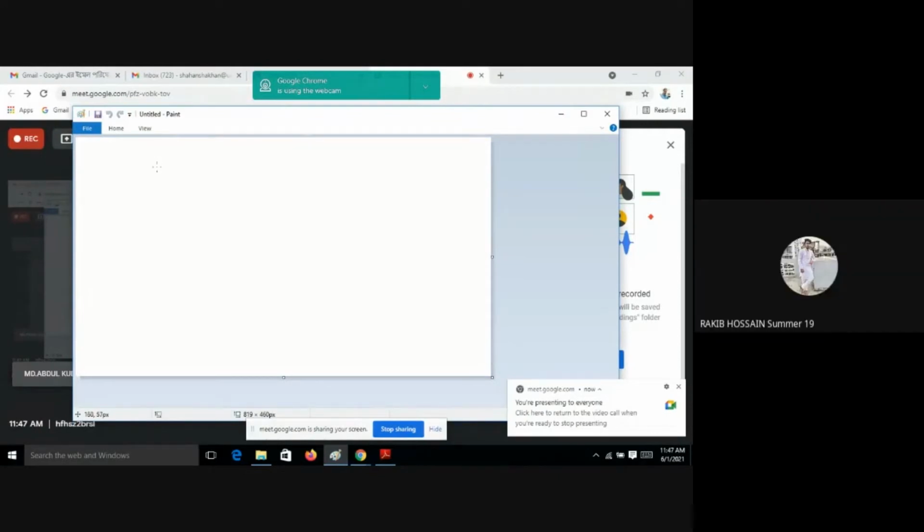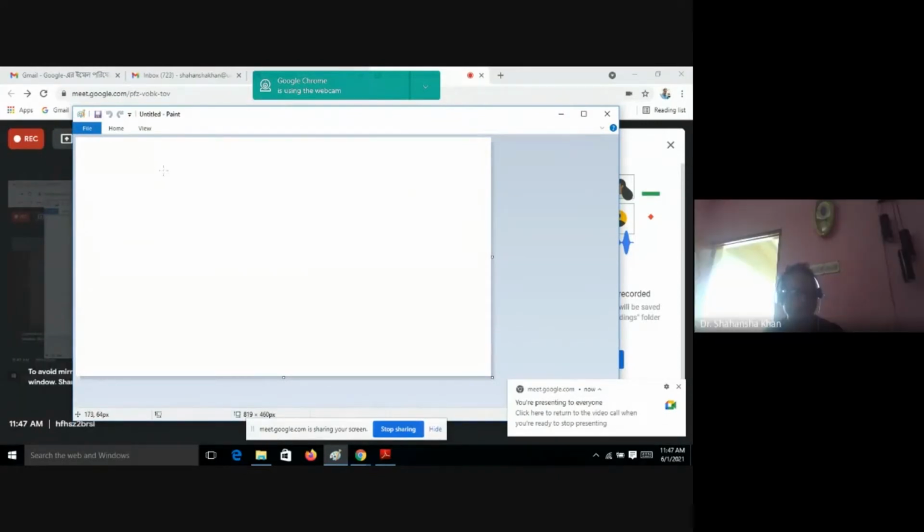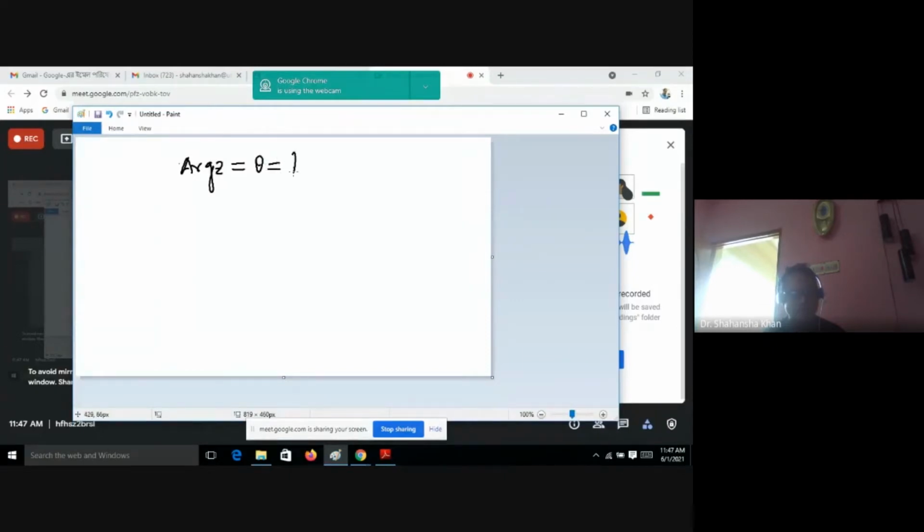Yes, sir. Okay, so we know that the argument of z equal to theta, we can just write tan inverse y by x. This is the argument, and this argument is called the principal argument.